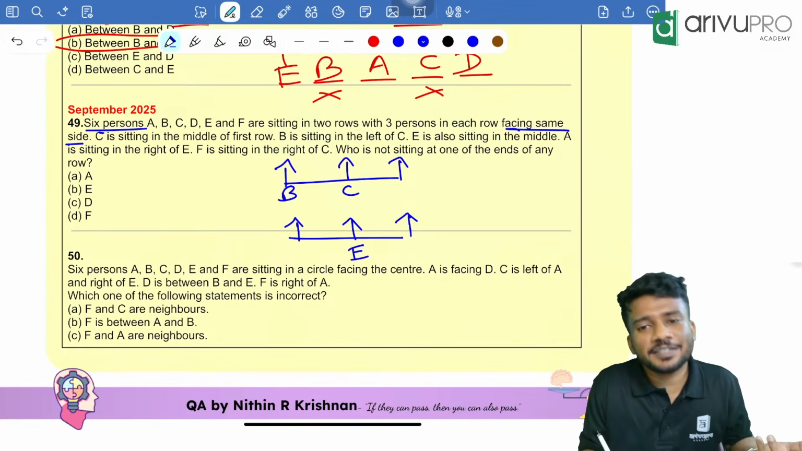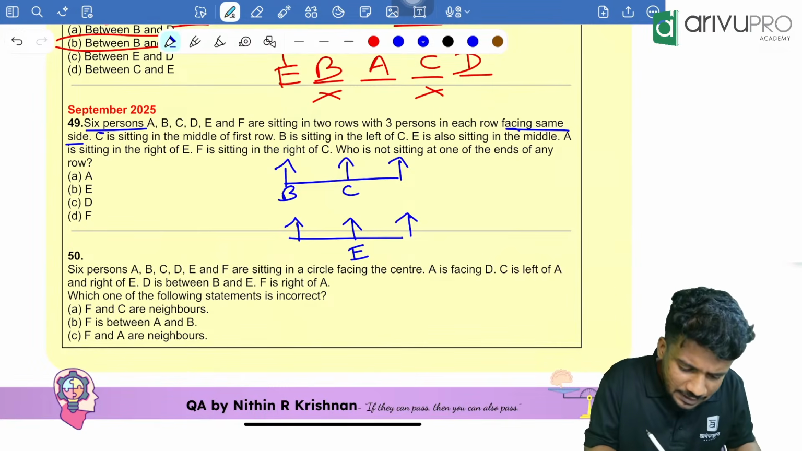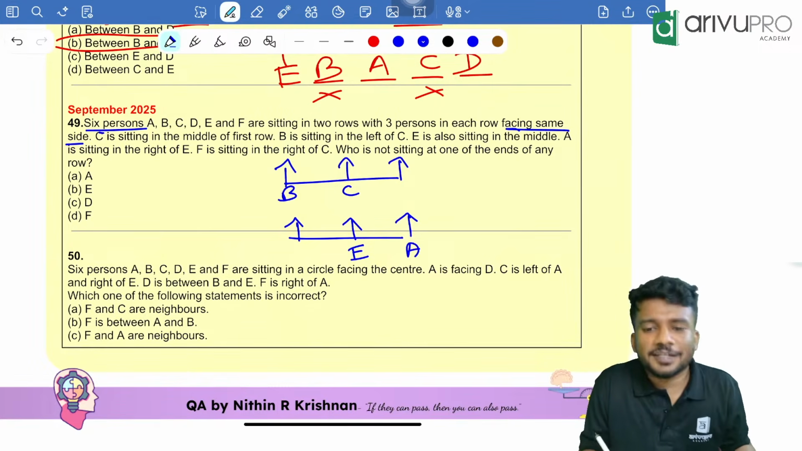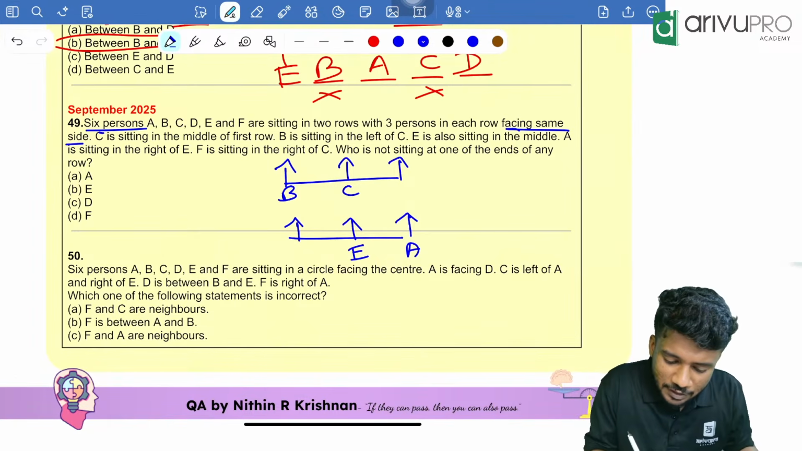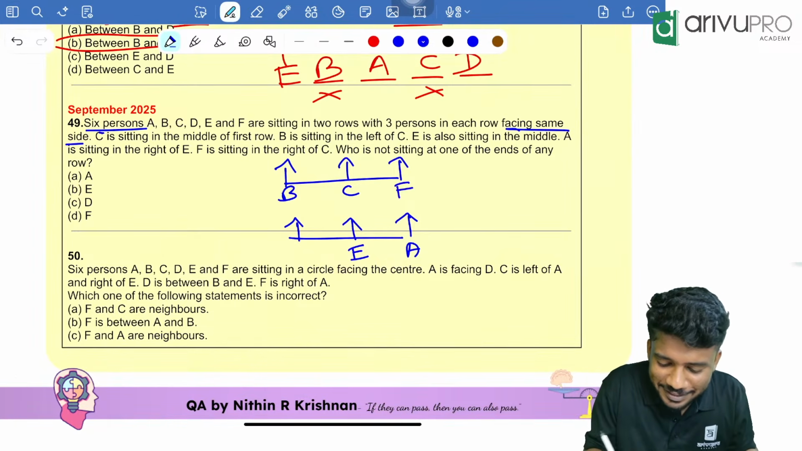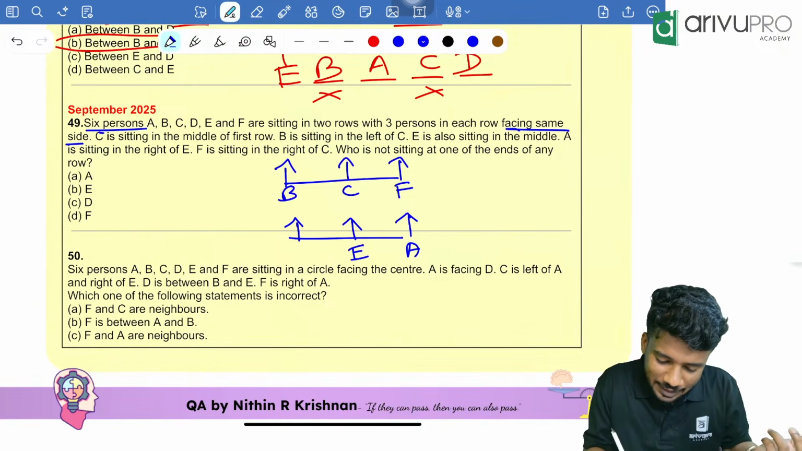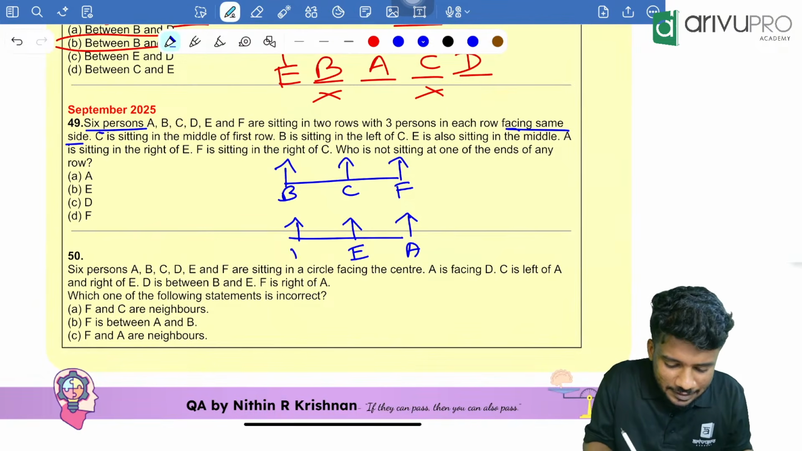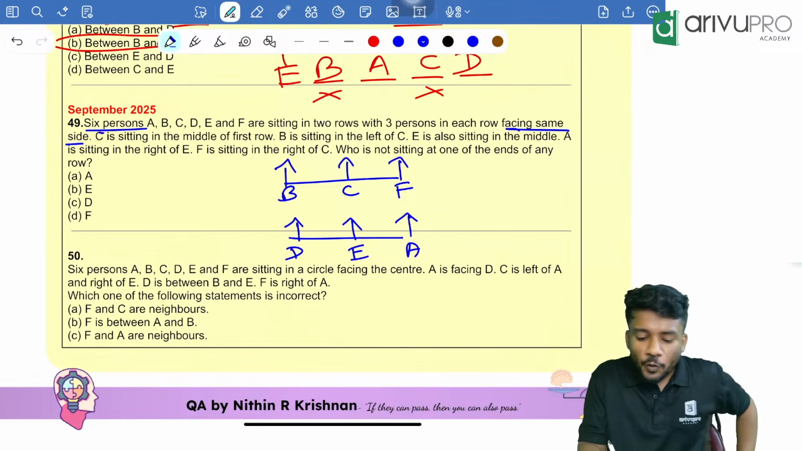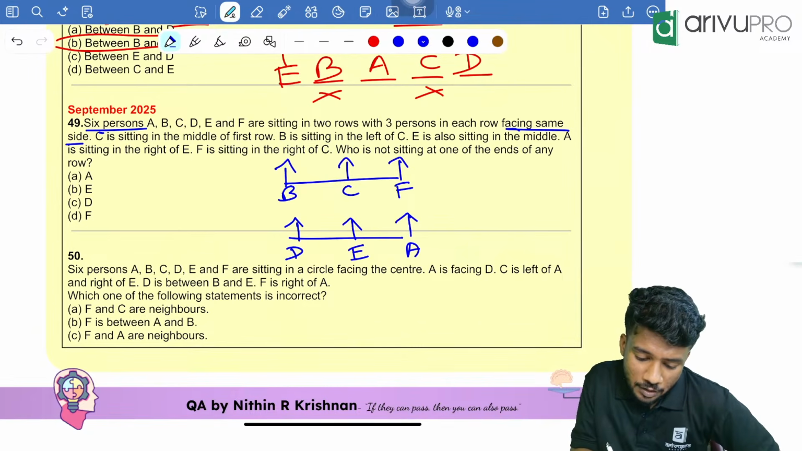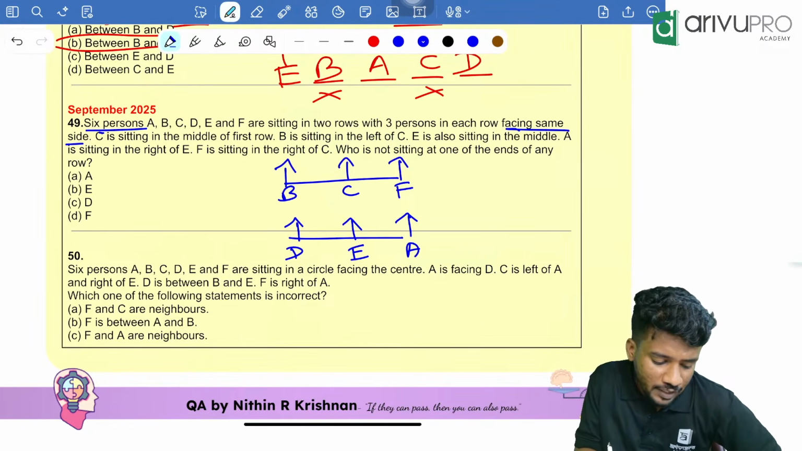E is also sitting in the middle. That means E should be in the middle of second row. A is sitting right of E. Very easy. F is sitting to the right of C. Who is remaining? D is remaining. Yes, D is remaining. Now the question is, who is not sitting at one end of any row?